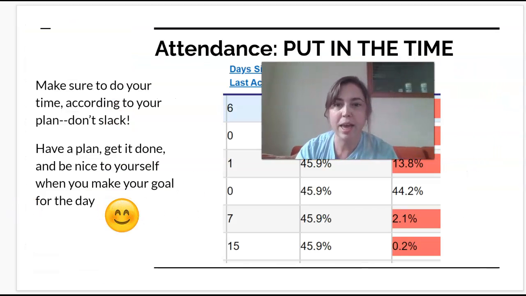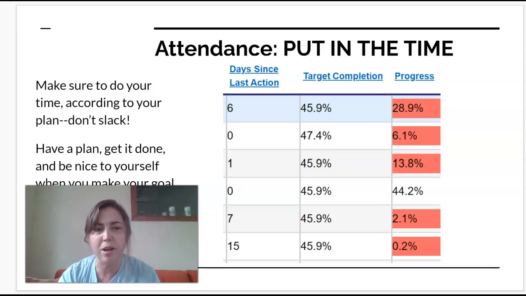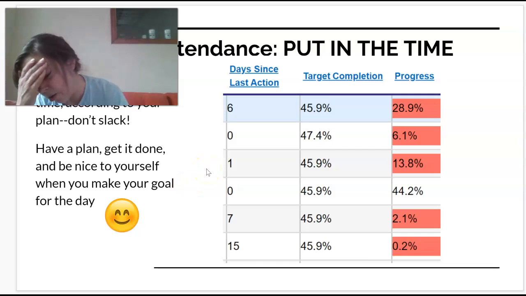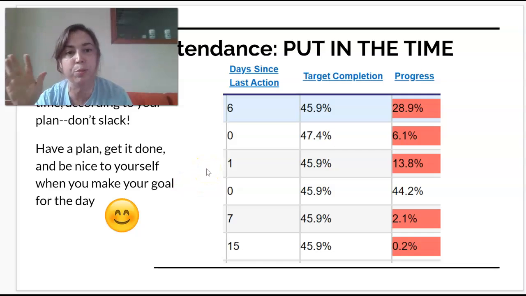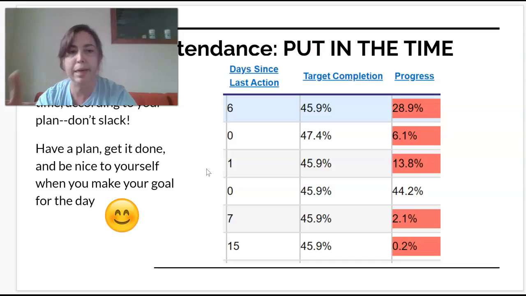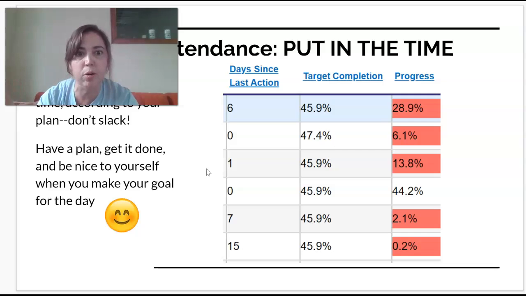Now, you have to put in the time on your attendance. Make sure to do your time according to your plan. Please don't slack. Please, okay? Don't put it off because you just got to put in the time. On average, I think it's about 32 to 40 hours per course you're taking in Edgenuity. All right? It varies depending on the subject area and exact class. But just know, okay, I'm probably going to have to spend about 32 to 40 hours on this course.